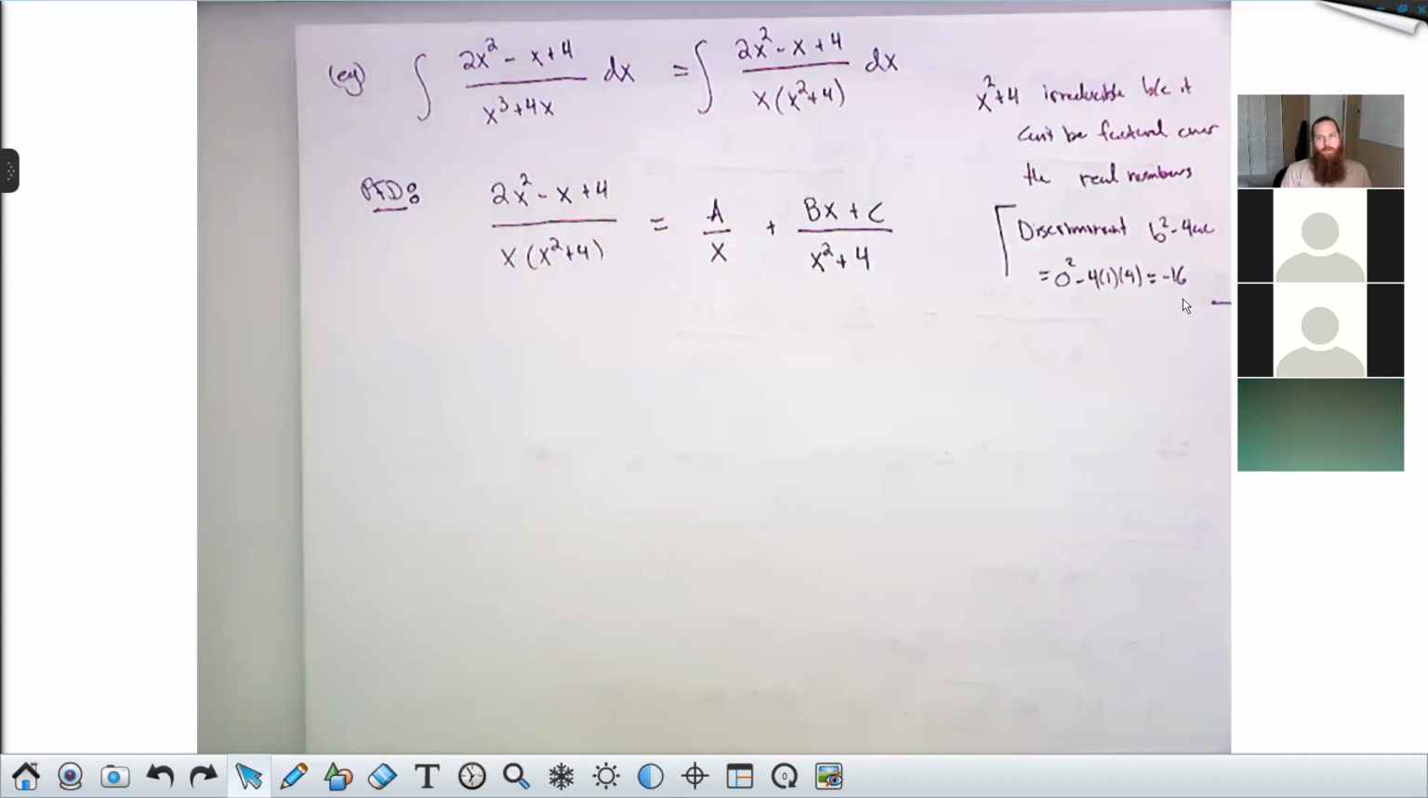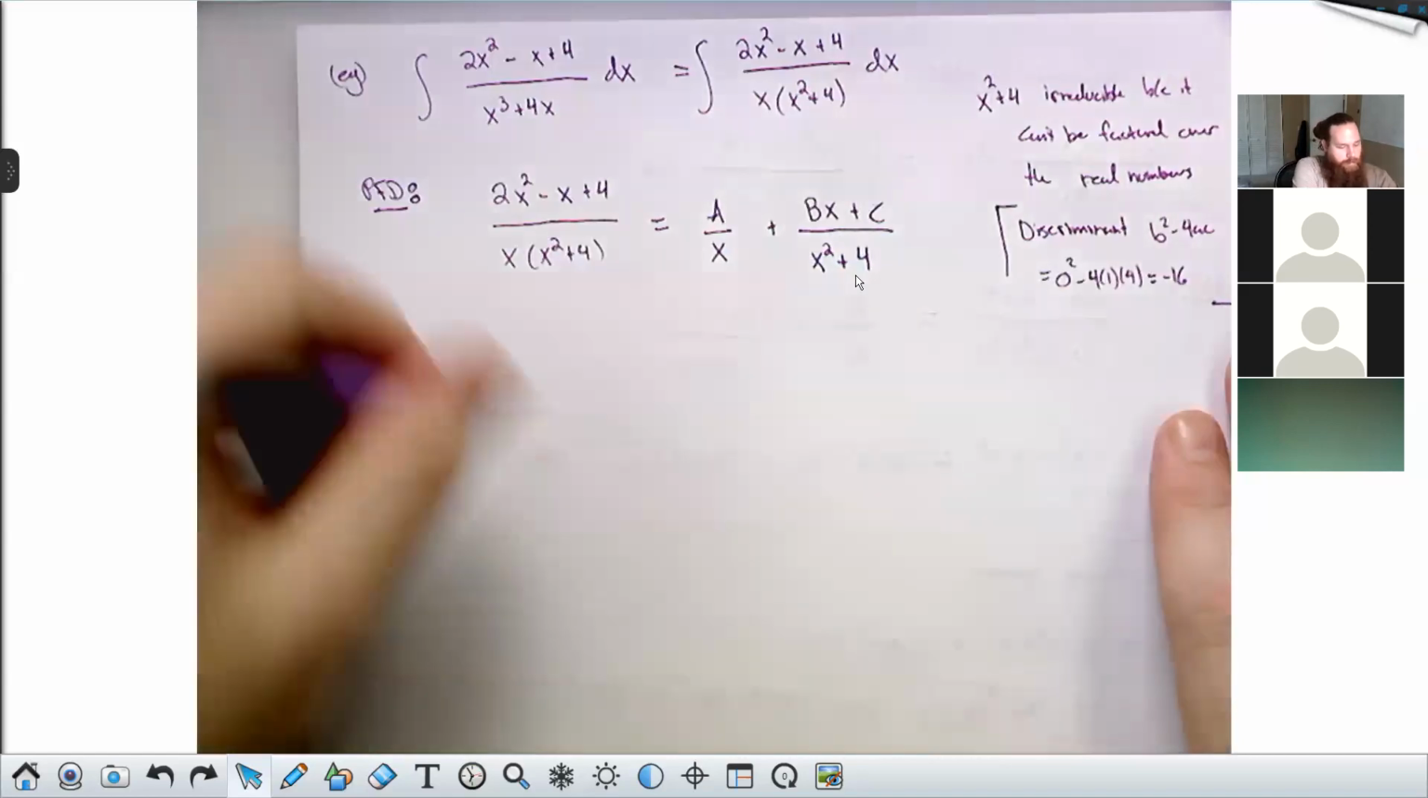If you don't remember this little fact, you can always use the quadratic formula or try to find the roots of this through whatever means you remember from your algebra classes. The roots here are plus 2i and minus 2i, neither of which are real numbers. So this is irreducible. Okay. Cool. Yeah, I'm glad you asked.